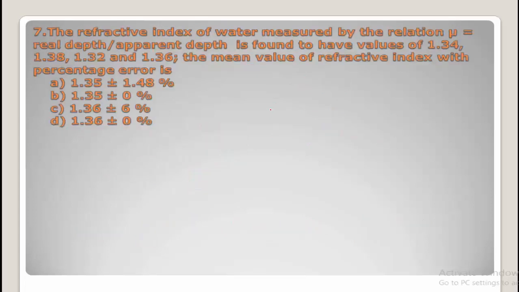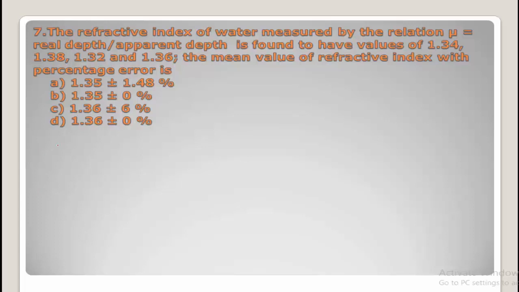Next question. The refractive index of water measured by the relation mu is equals to real depth by apparent depth is found to have values of 1.34, 1.38, 1.32, 1.36. The mean value of refractive index with the percentage error is.